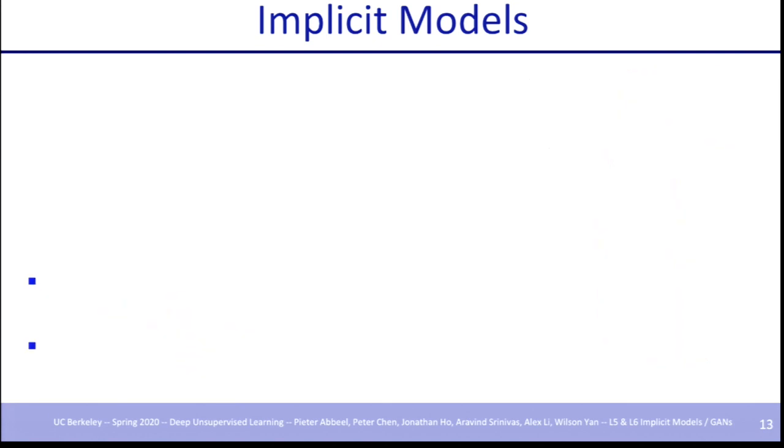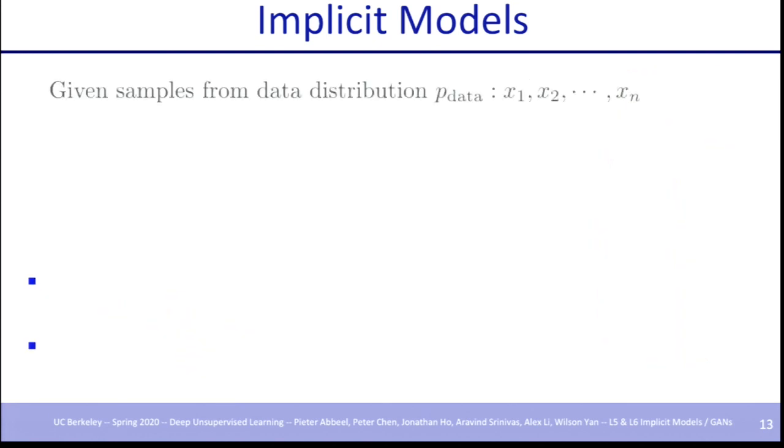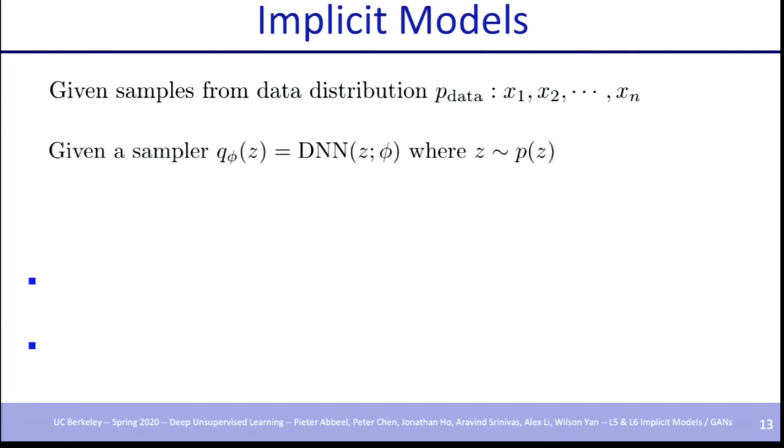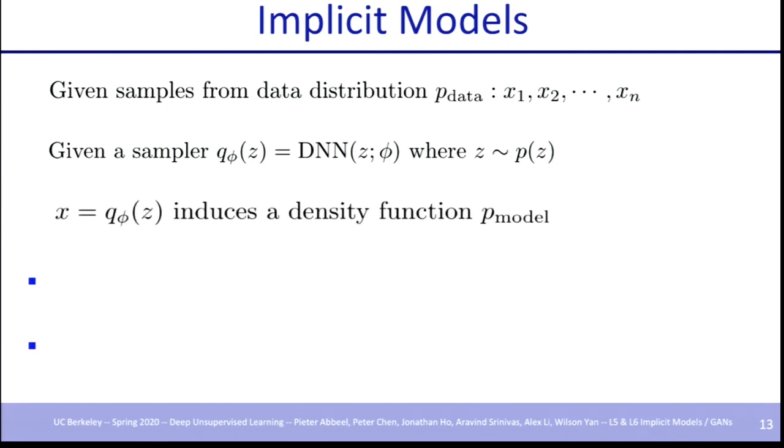Let's make this a little more explicit. What does it mean to be an implicit model? So let's say we're given some samples from a data distribution, P data. That's our training data. Then we have a sampler, Q phi, which takes our latent code and turns it into some output. Some deep neural network turns latent code into some output. Z comes from some simple distribution, uniform or Gaussian. X = Q phi of Z will actually induce a density function. Just like we saw in flows, when you went from one space to another space, you induce a density function.